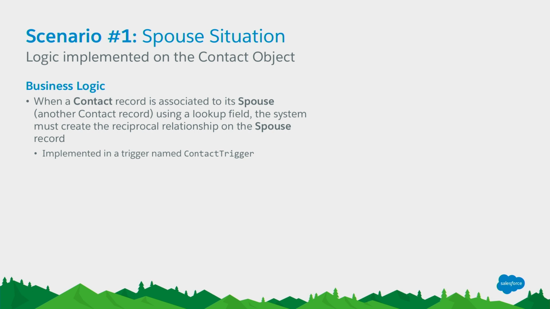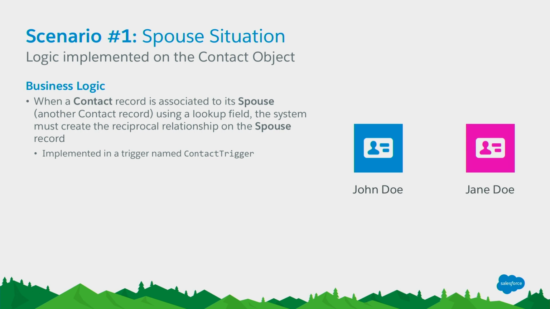Just to give you a scenario, let's say we create a contact called John Doe, and then we want to create a spouse called Jane Doe. But we want both of these records to be associated to each other. Well, in our contact object, we've created a lookup field called spouse. So when I create Jane Doe, I want to say, okay, Jane Doe's spouse is John Doe. When I save that record to the database, I want that automatically on John Doe's record, we have the reciprocal relationship populated in his spouse lookup.